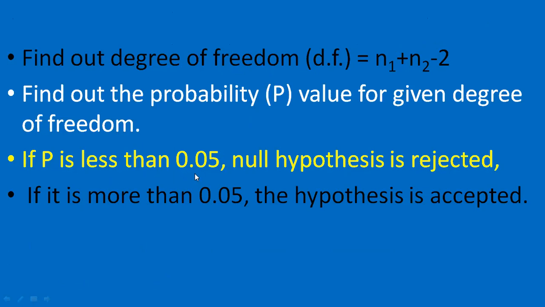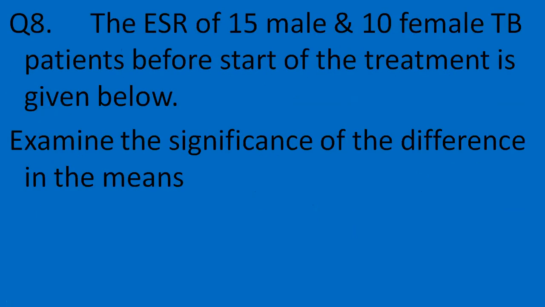If the p-value is less than 0.05, then the null hypothesis is rejected and the alternate hypothesis is accepted. If the p-value is more than 0.05, the null hypothesis is accepted and the alternate hypothesis is rejected. So these are all the steps in the calculation of the unpaired t-test. Now let us see an example.